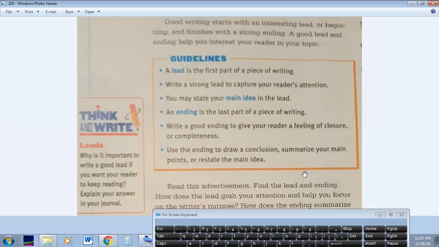You need to let your reader know that this is what was important in what I wrote, and I am done talking about it now. So I want you to understand that I am closing my writing. Now, it's important that the lead is strong and interesting. It's important that the ending is strong and closes or completes your writing. Let's look at an example together.